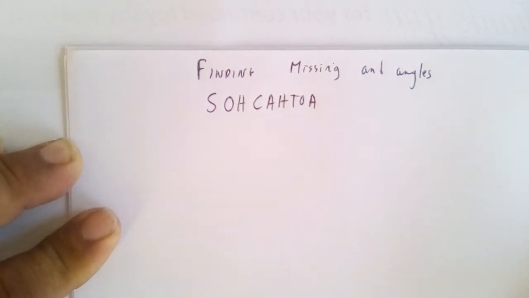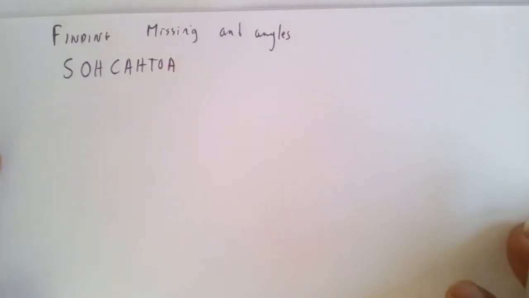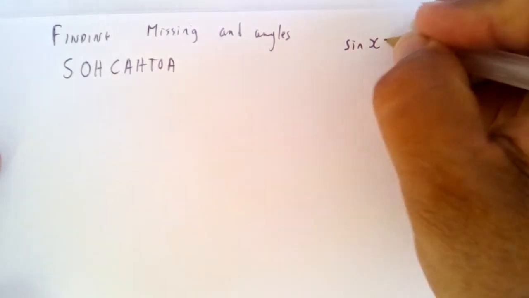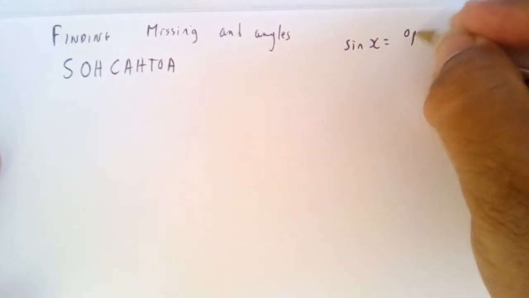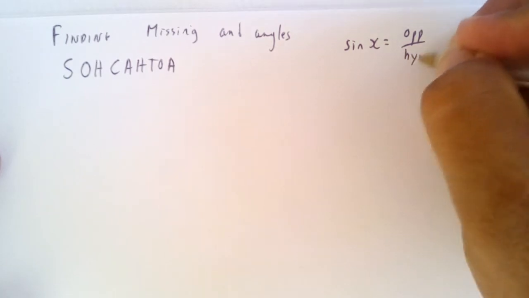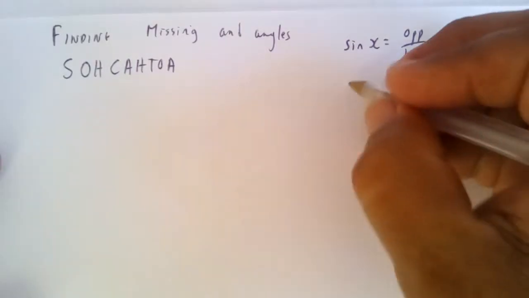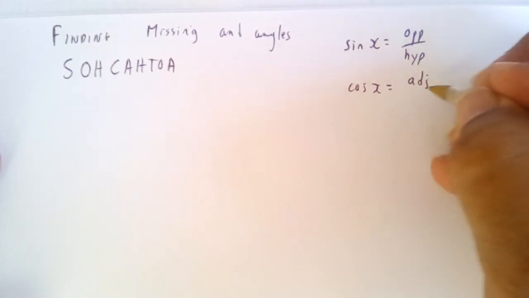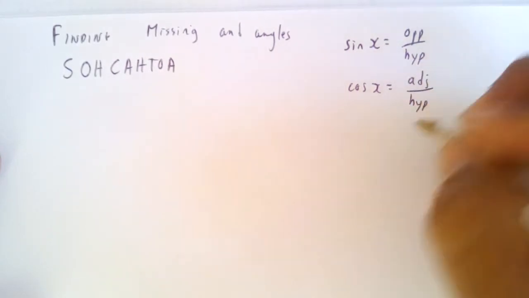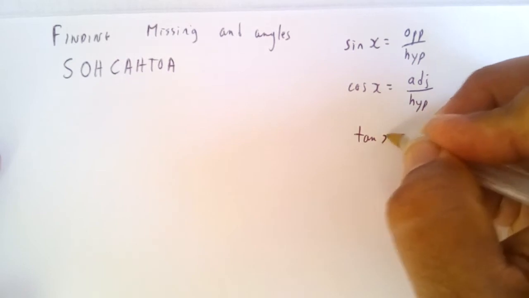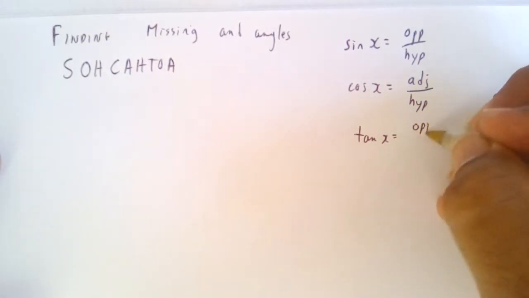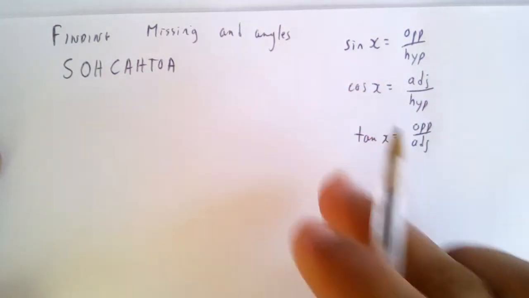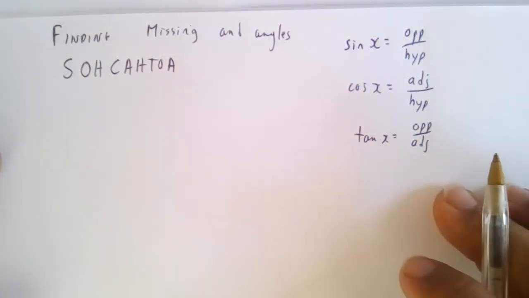So before we proceed with this, let's just review some certain things. The sine of an angle is equal to the opposite side over its hypotenuse. The cosine of the angle is equal to the adjacent side over its hypotenuse, and the tan of an angle is equal to the opposite over the adjacent side. These you need to know. You need to be able to recall this very quickly.